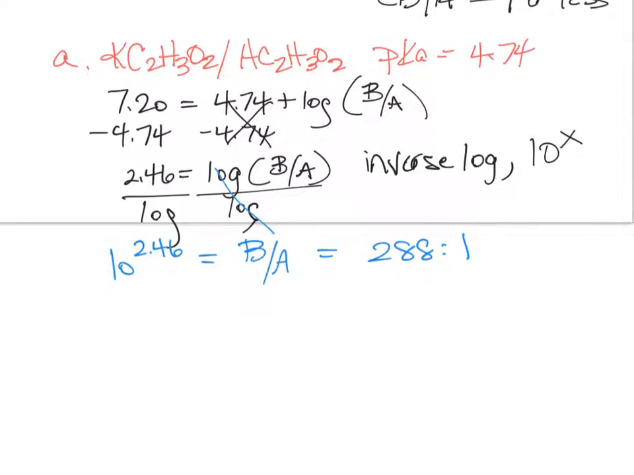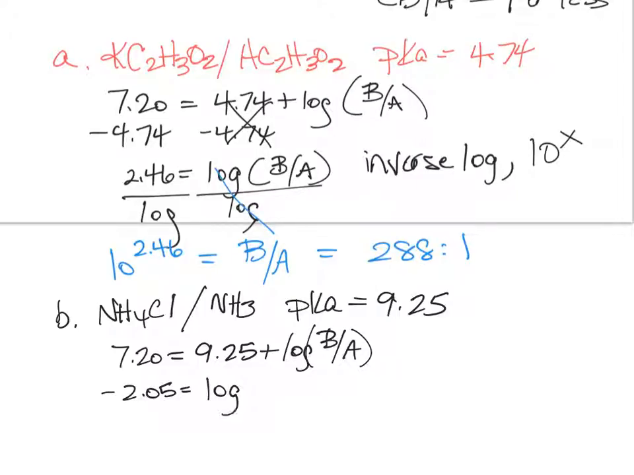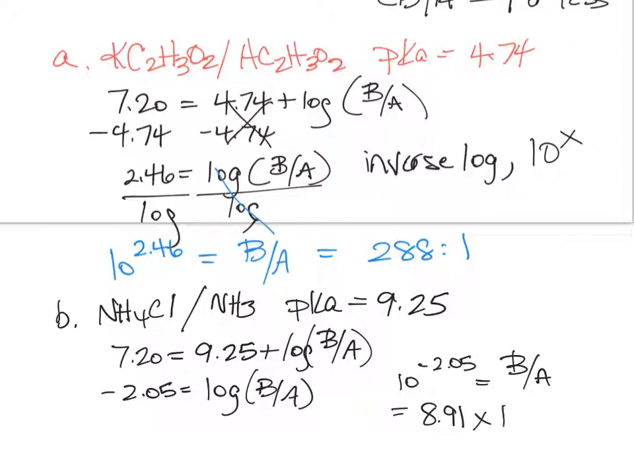Okay, let's move this up and look at letter B. And this one is the ammonium chloride ammonia mixture. And pKa was equal to 9.25. And so I put in my numbers. 7.20 is equal to 9.25 plus log of base over acid. 7.20 minus 9.25 is negative 2.05 is equal to log of base to acid. And so that becomes 10 to the negative 2.05 is equal to my ratio of base to acid. When I calculate that, that is equal to 8.91 times 10 to the negative third to 1.